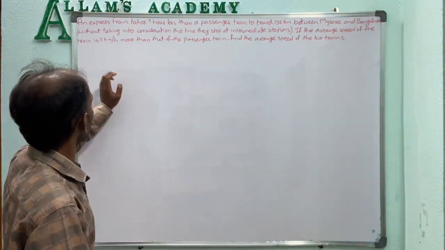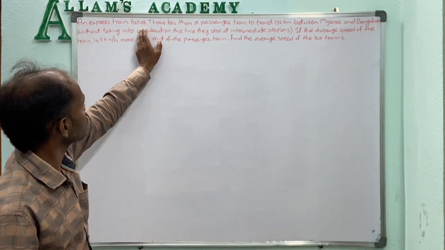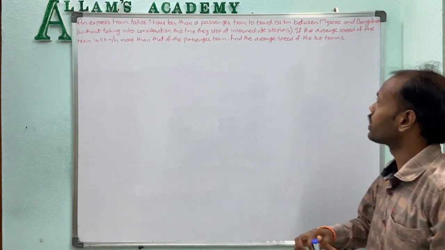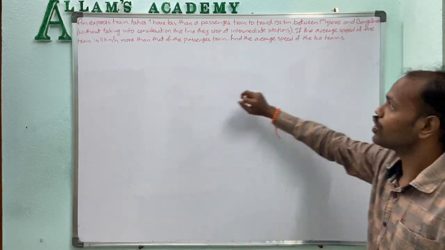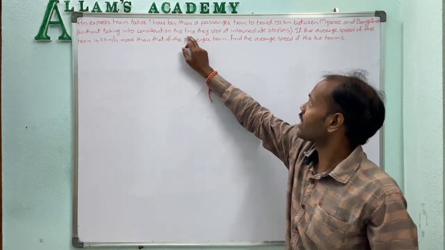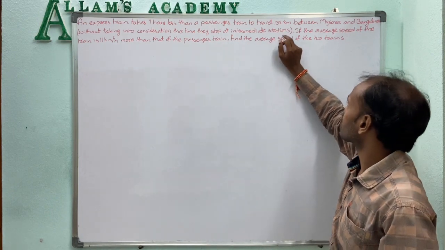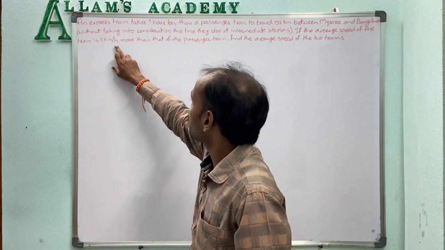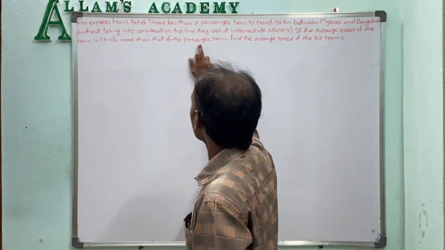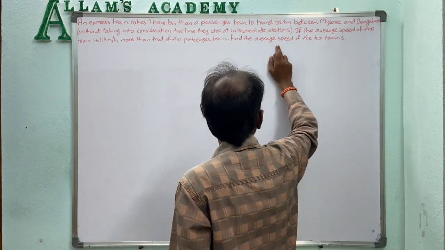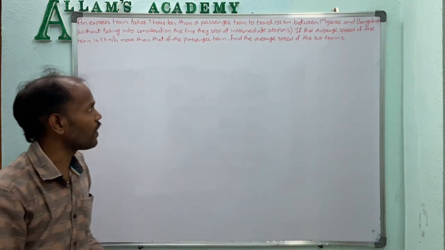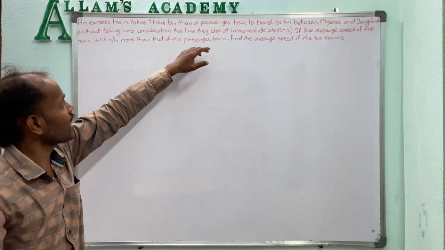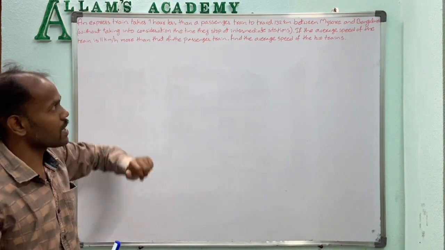The given problem: an express train takes 1 hour less than a passenger train to travel 132 kilometers between Mysore and Bengaluru, without taking into consideration the time they stop at intermediate stations. If the average speed of the express train is 11 kilometers per hour more than that of the passenger train, find the average speed of the two trains.